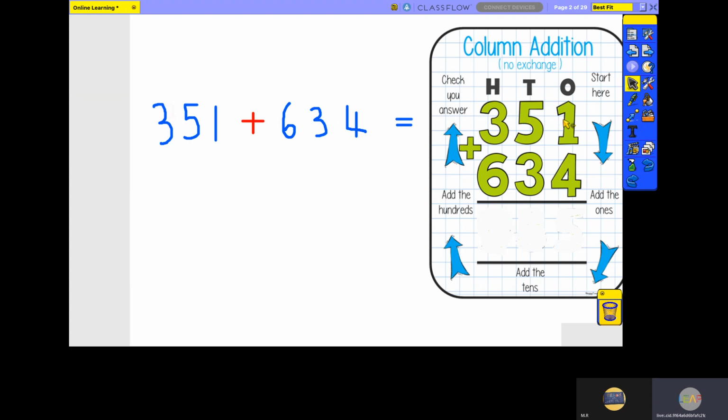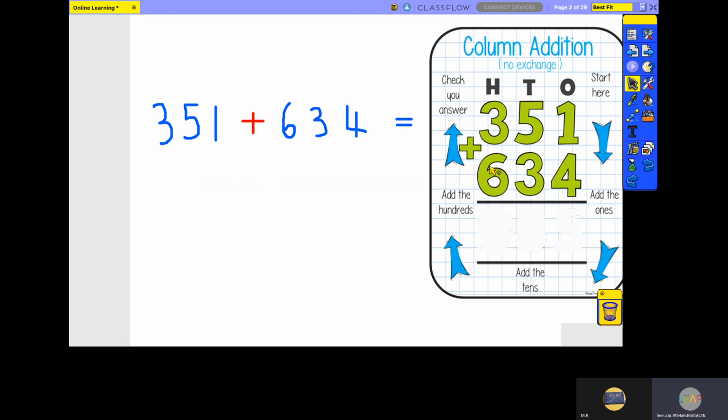So we've got 351. A good idea if you're starting off with this is always to put the place values in. So you've got your ones, your tens, and your hundreds. You place your numbers under the correct place value as such. When you get your next number, 634, you always start off with your ones. So you place the 4 under the 1, the 3 under the 5, the 6 under the 3. Now that's the hardest part, I see it as.